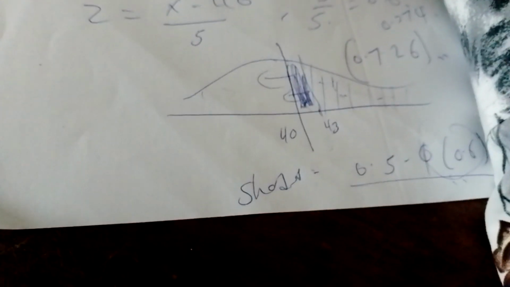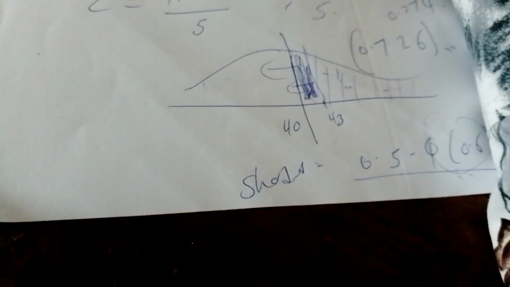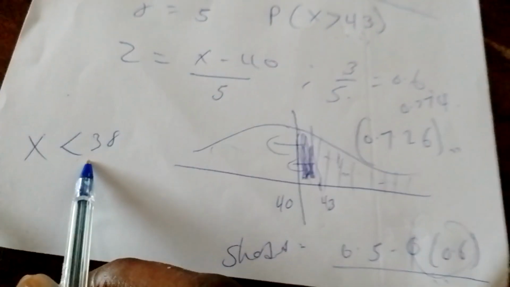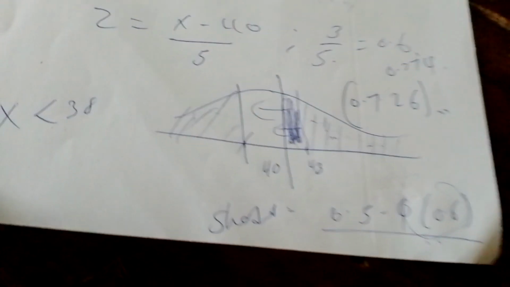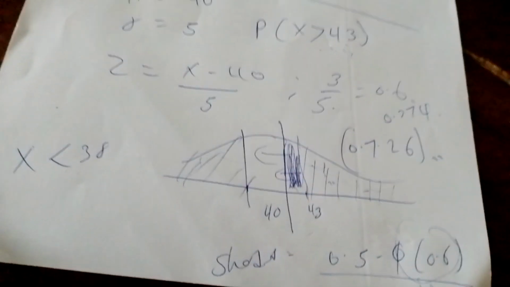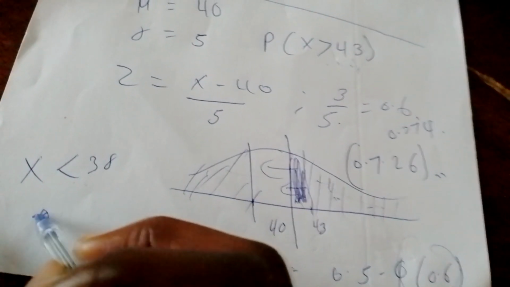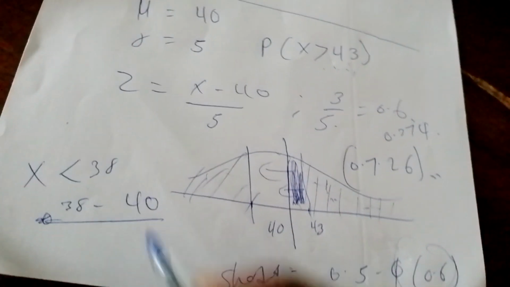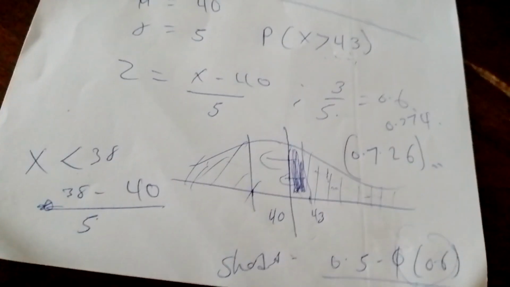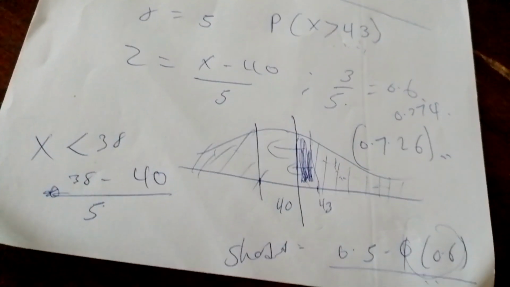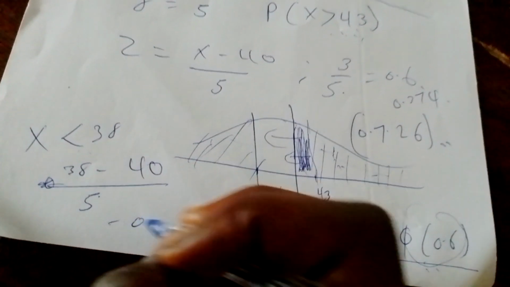And then for the next one, let's say the probability that x is less than 38. For x less than 38, that will be somewhere around here. If it's to the left side and it's less than 38, we just have to find the z-score. That will be a negative number, obviously. So 38 minus 40 on 5. What would this give you? This will give you negative 2 on 5, which is negative 0.4.